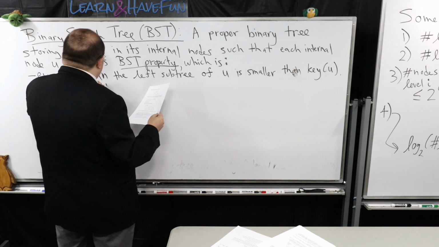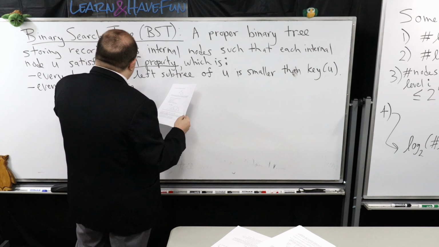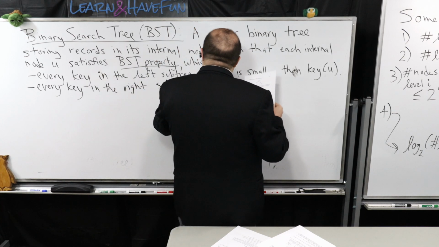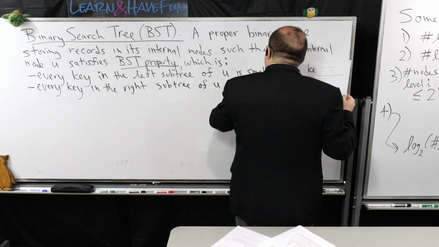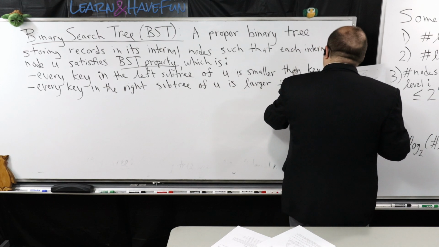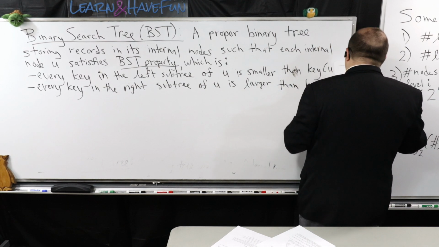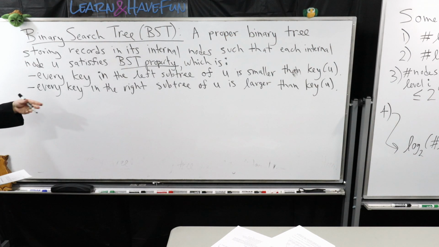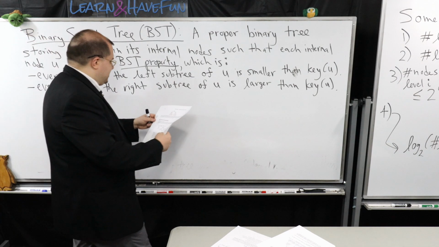Every key in the right subtree of U is larger than our given key. So I'm going to draw you a picture just to summarize this, because I think you might find this a little bit more helpful than just this.